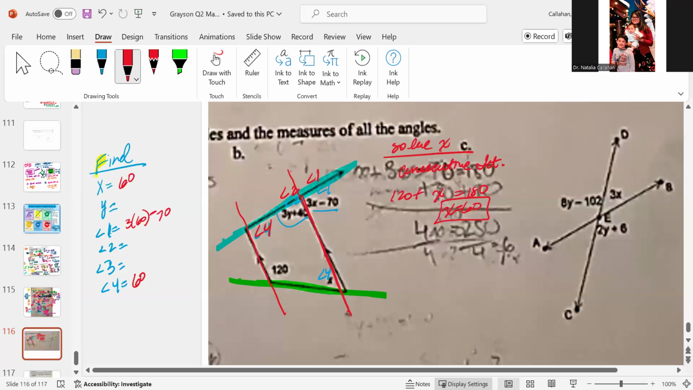Minus 70 is angle 1. So it's 180 minus 70, which is 110. If angle 1 is 110, and angle 1 and angle 2 make 180 because they make a straight line, what is angle 2?